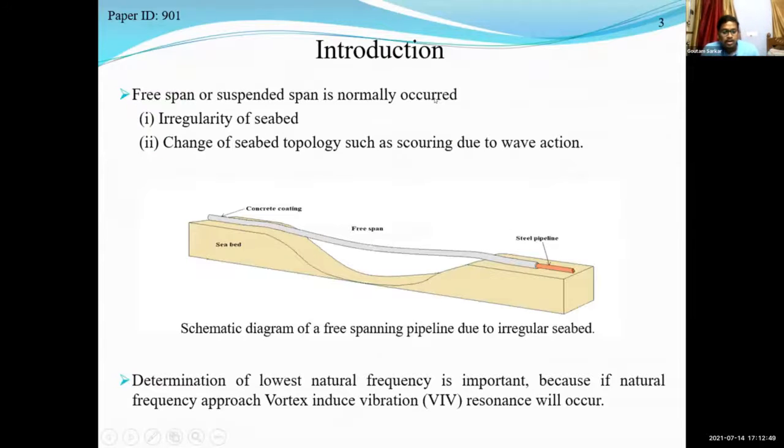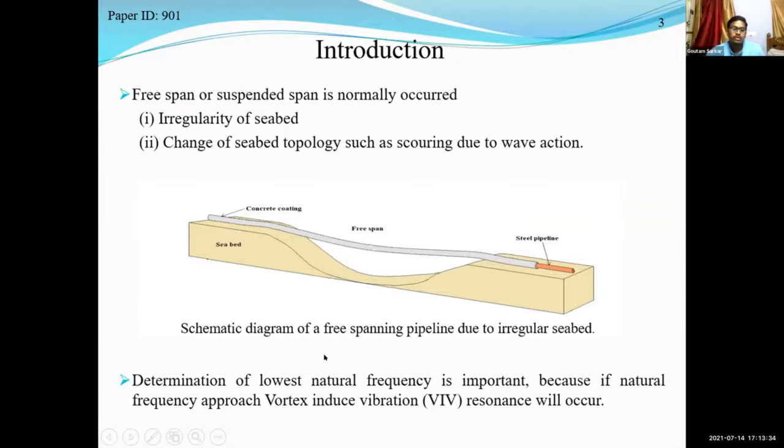So coming to the introduction, as you all know, there is a considerable amount of hydrocarbon in form of energy under the seabed. So the pipeline is normally used to transport that hydrocarbon from offshore platform to onshore processing unit. And free span or suspended span normally occurs due to the irregular seabed or change of topology such as scouring or sand wave. This picture shows the typical free-span scenario where the steel pipeline has been laid, and normally this steel pipeline is coated with concrete coating for stability purpose to increase the submerged weight.